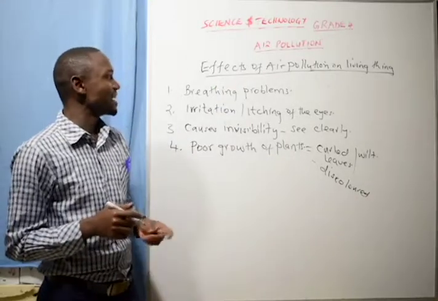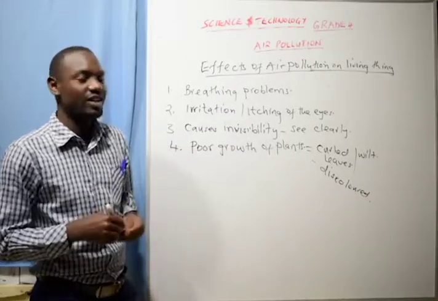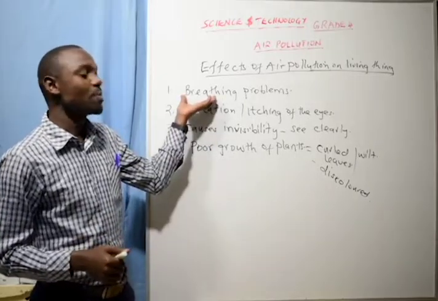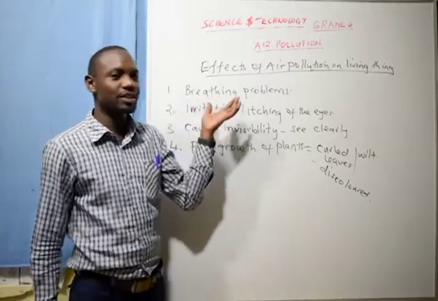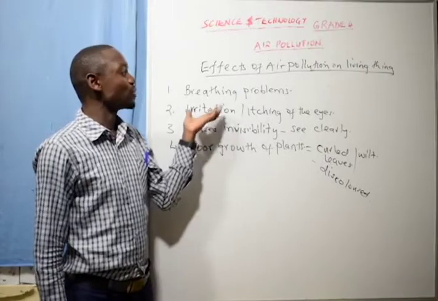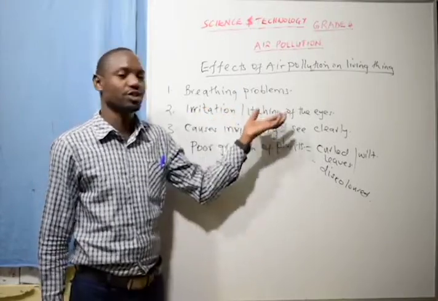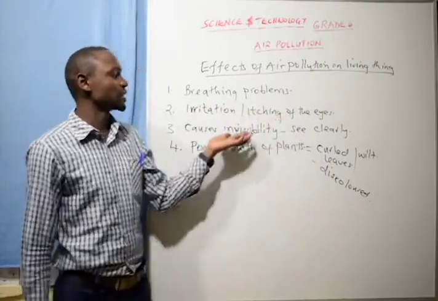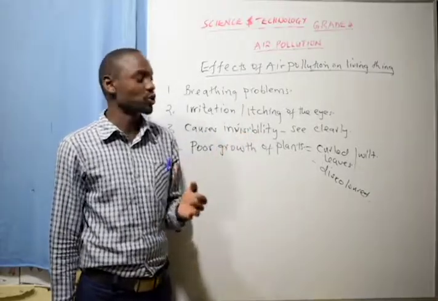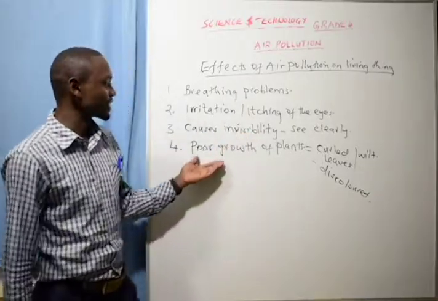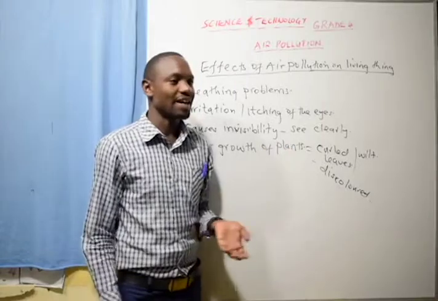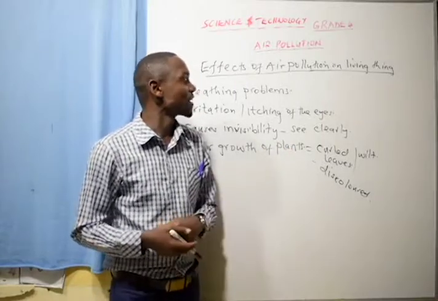Those are the main effects of air pollution on living things. One, to human beings, air pollution causes breathing problems. It causes irritation or itching of the eyes. It causes invisibility, that is, one is not able to see properly. And lastly, it causes poor growth of plants. So those are effects of air pollution.